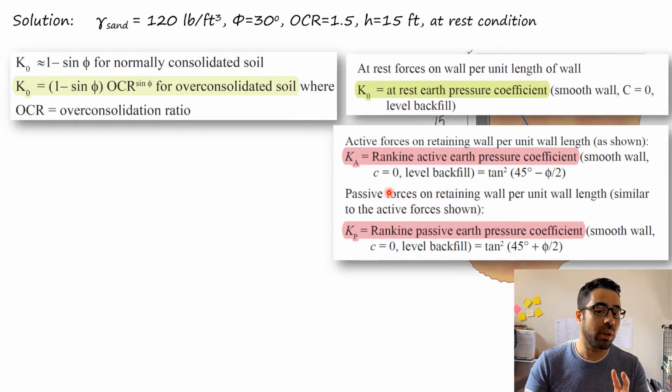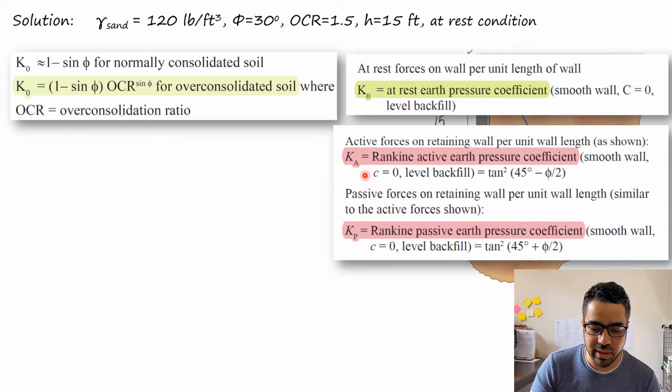By the way, if the question does not tell you what type of condition you have, by default you're going to be using active, the K sub A. So please, it is not K sub A, not K sub P. That's very important. Since we know it's at rest condition, we're going to be using K sub naught. We have two equations, one for over consolidated soil and the second one for normally consolidated soil.